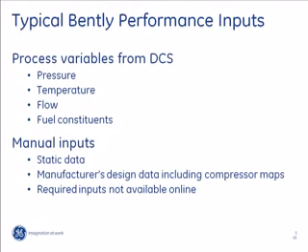In addition, Bentley Performance requires some additional inputs in order for it to perform its calculations. Some of the inputs that are needed by Bentley Performance are typically available from the DCS in an online fashion. Some examples include pressure, temperature, and flow, and also fuel constituents, or fluid constituents. In cases where online data is not available, Bentley Performance allows the user to manually input the required data into the software. Some examples include manufacturer's design data, such as compressor maps.